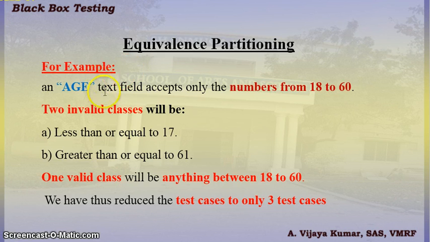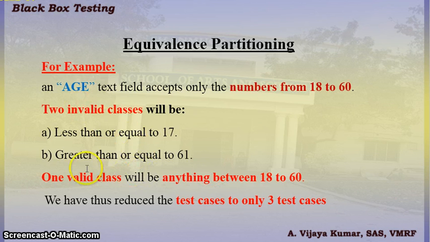For example, we have a text field that accepts the age. What value can it accept for the age? It can accept only numbers from 18 to 60. That is the age value. So normally we can have three test cases. Instead of checking the values from 1 to 100 or more than 100, we can test only three test cases.